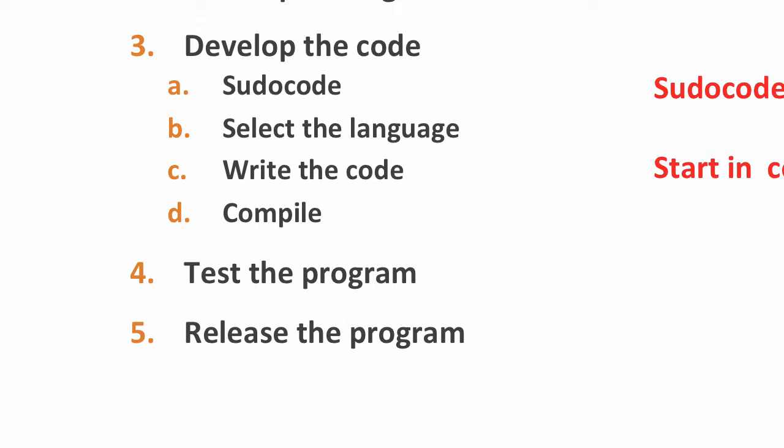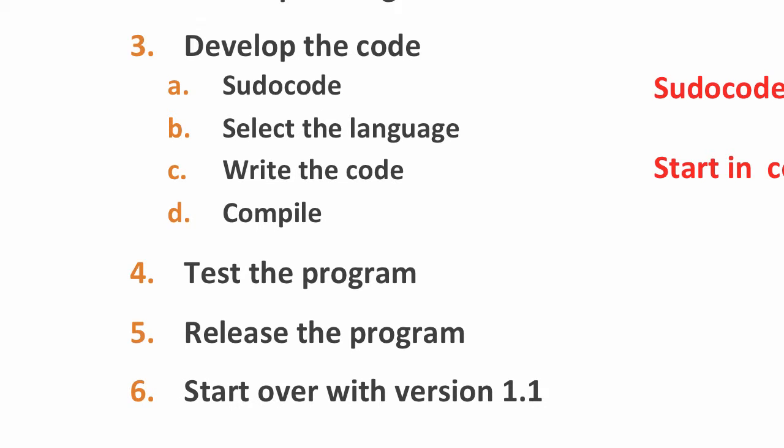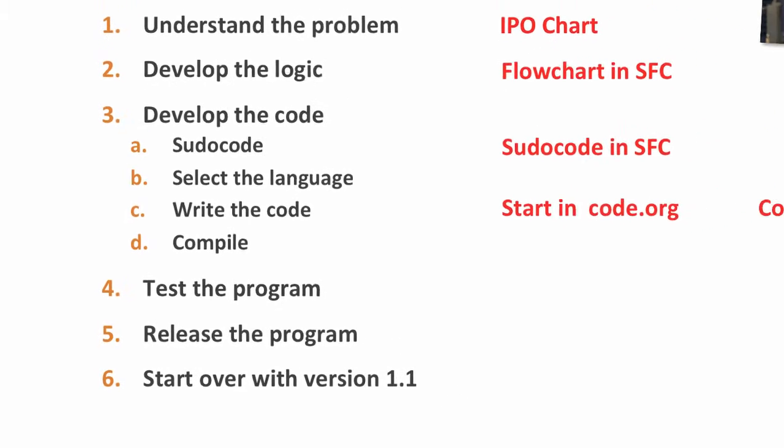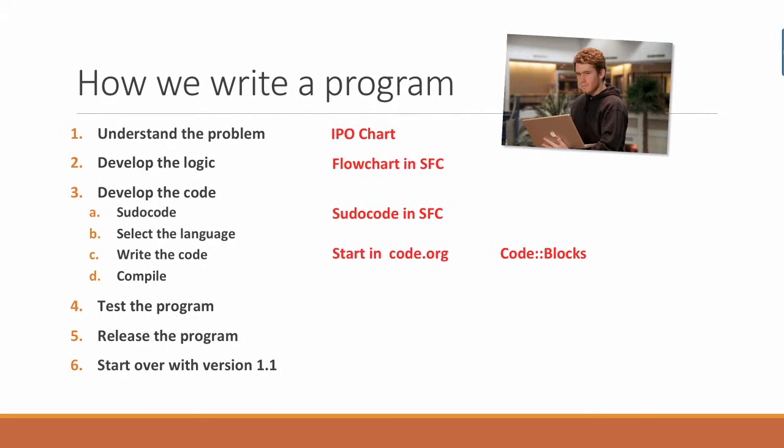By the way, I hate to say this, but you're never done with a program, because once you've released the program, someone finds out something that it doesn't do that they wanted it to do, or they find a mistake in the code. So you come back and start over with version 1.1. That's basically the way we're going to write a program in here.